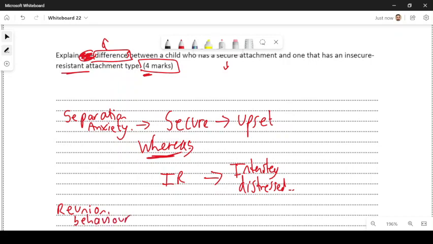And again, same structure, secure will be obviously happy, and then your classic whereas insecure resistant would be clingy, mixed with rejection. Okay, now as I said, if it was 1 difference, make sure you do 1.